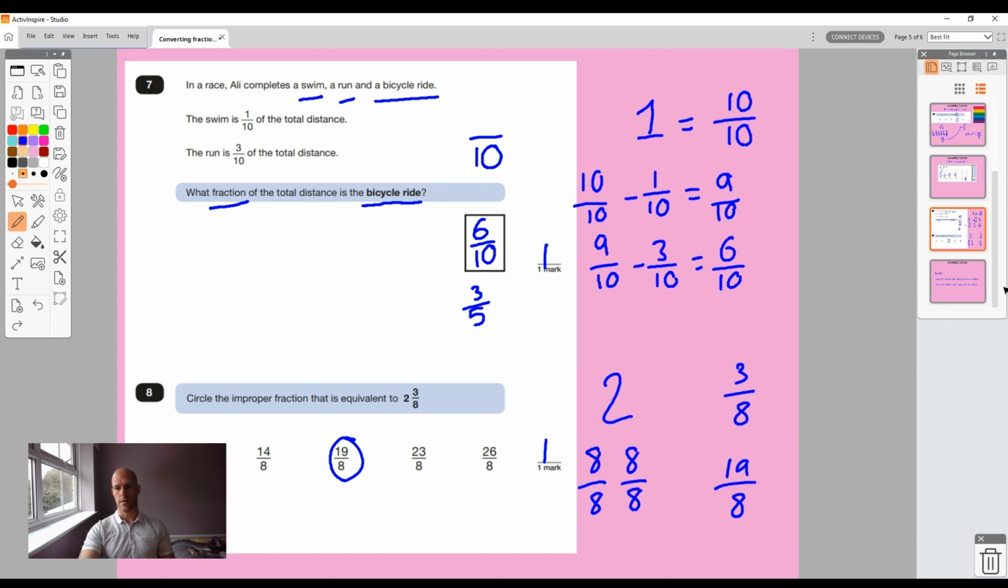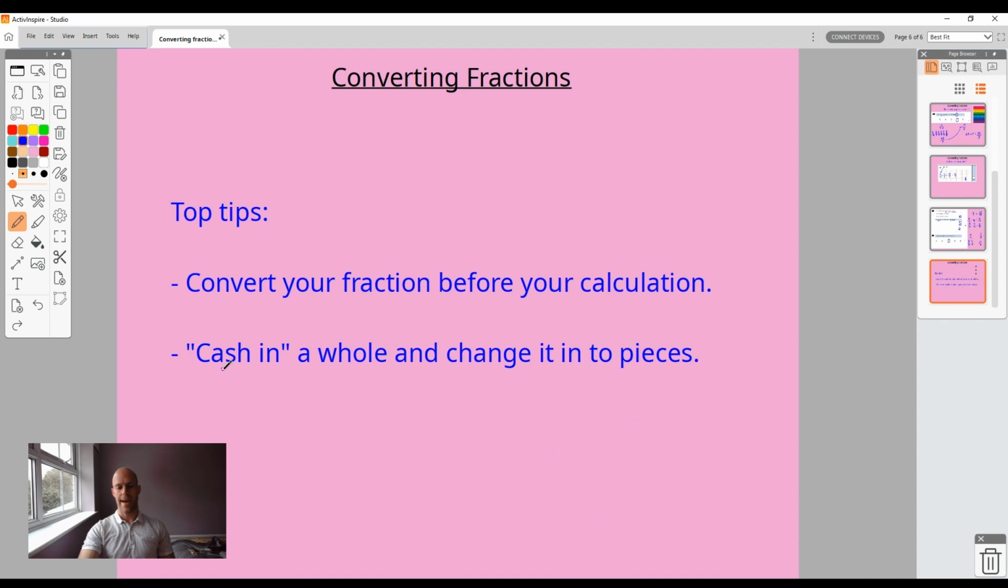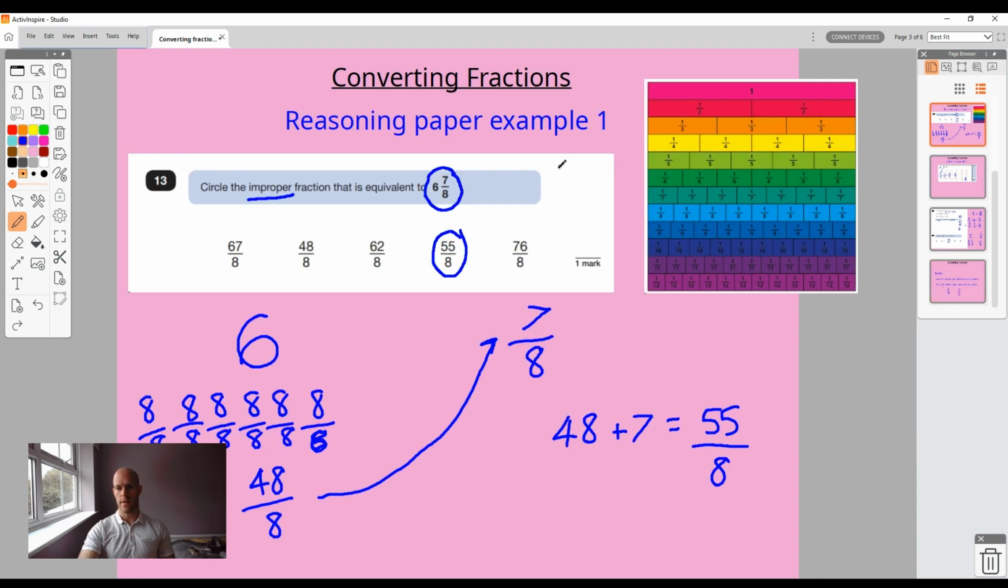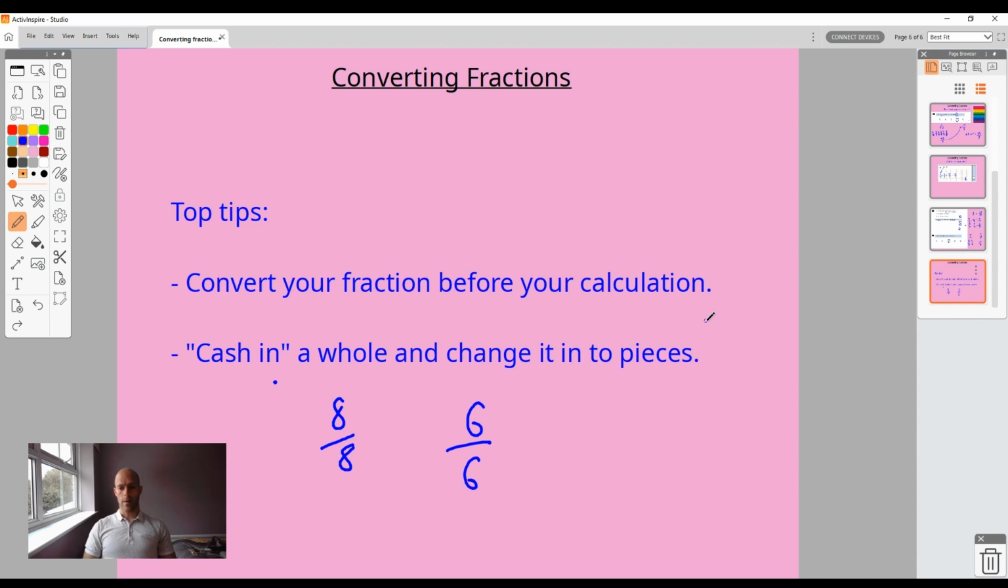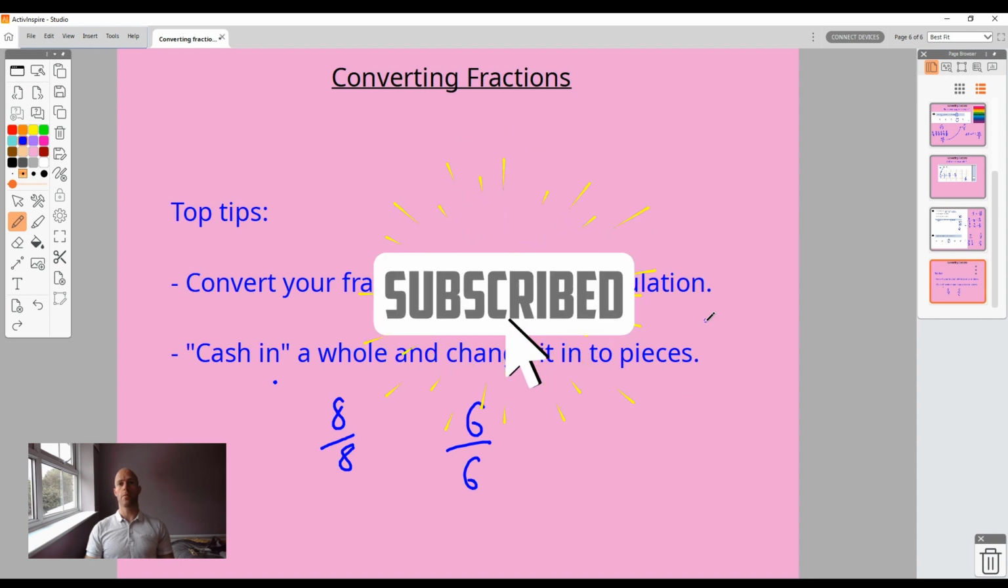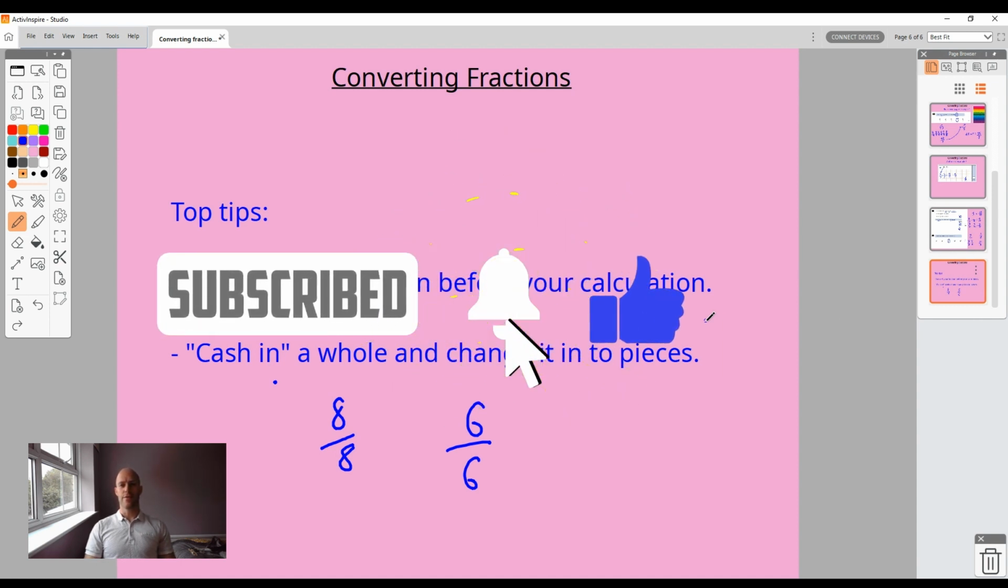This is the real test, it's the conversion. And then cash in, I put cash in a whole and change it into pieces. If you're working in eighths, it's 8 eighths, 6 sixths, whatever you need to. And we know that's the case by looking at this fraction where we can see that 6 sixths is the same as that 1 up there. Do that, stick with that method, you should have no problem. It's another skill that you use on its own in an arithmetic paper or as a stepping stone to solve a reasoning question. I'm sure there's loads more topics around fractions that I need to still do videos on.